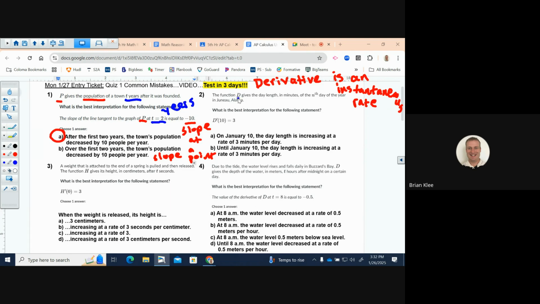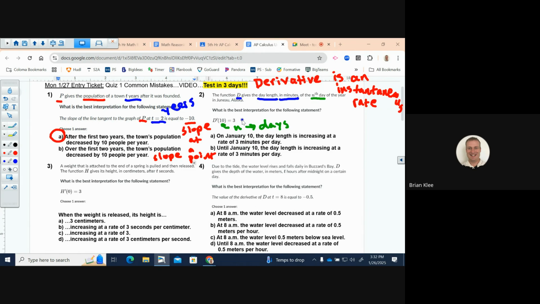Number 2, kind of more of the same, and that's going to be a theme on all of these. So the function d is day length, and the other thing we're keeping track of is n, days. And day length we are keeping track of in minutes. So that 10 right there in the notation, what is the best interpretation of the statement? Well, 10 right there, that's in place of the n, and n is days. So we're talking ultimately about January 10th, the 10th day of the year, which is in both answers. So that's not enough to pick the final answer.